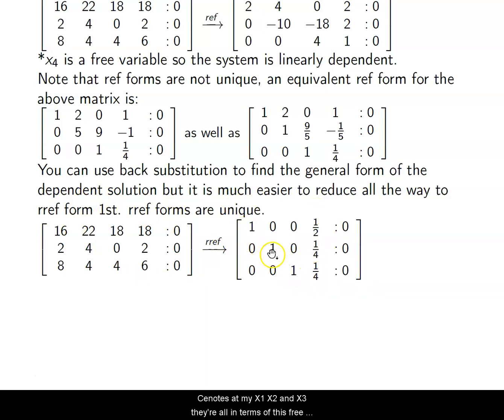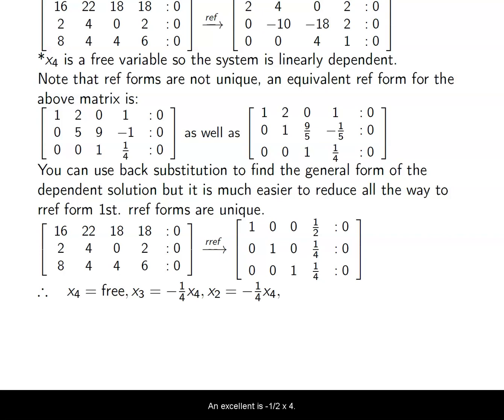So notice that my x1, x2, and x3, they're all in terms of this free variable. Right? Here I would have had to do a lot of extra work after doing this work in order to solve, which is fine if that's your thing. So here we come to the conclusion that x4 is my free variable, x3 is -1/4 x4, and x2 is also -1/4 x4, and x1 is -1/2 x4. Okay, because remember, we have to move this to the other side of the equal sign.